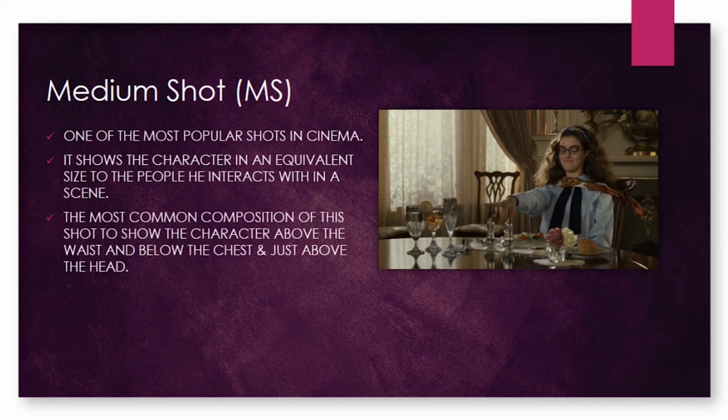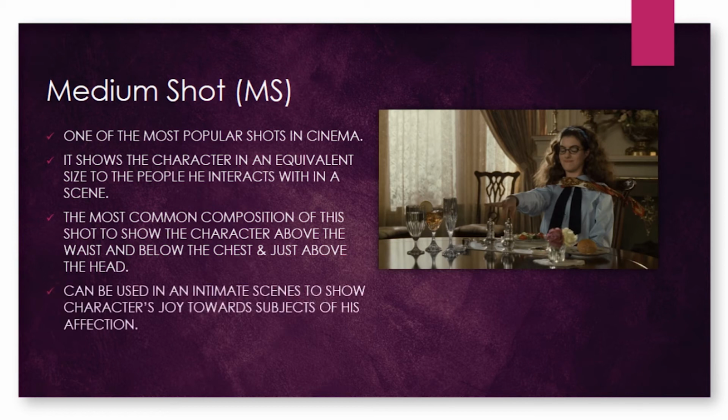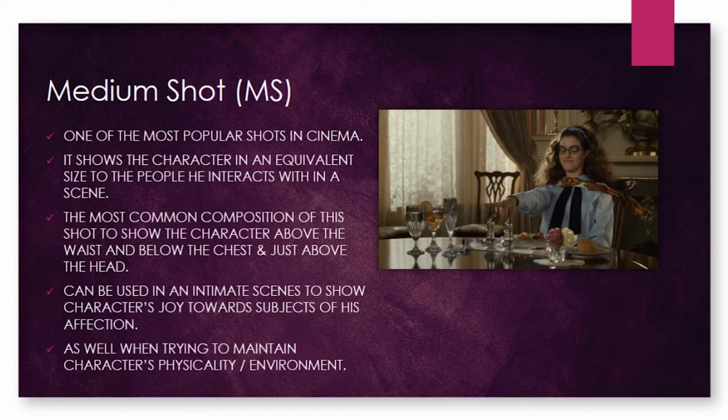The most common composition for this is to show the character about the waist, but still below the chest. As you can see, the lady is sitting and the table is covering her, using the table to do that. And the head, as you can see, is appearing as a whole. It can be used to show the intimate feelings of the character while they're having joy towards certain subjects, as you can see, the food or the items on top of the table, to show some sort of affection. That's the use of the MS. Also, it's used to maintain the character's physicality and environment as well.